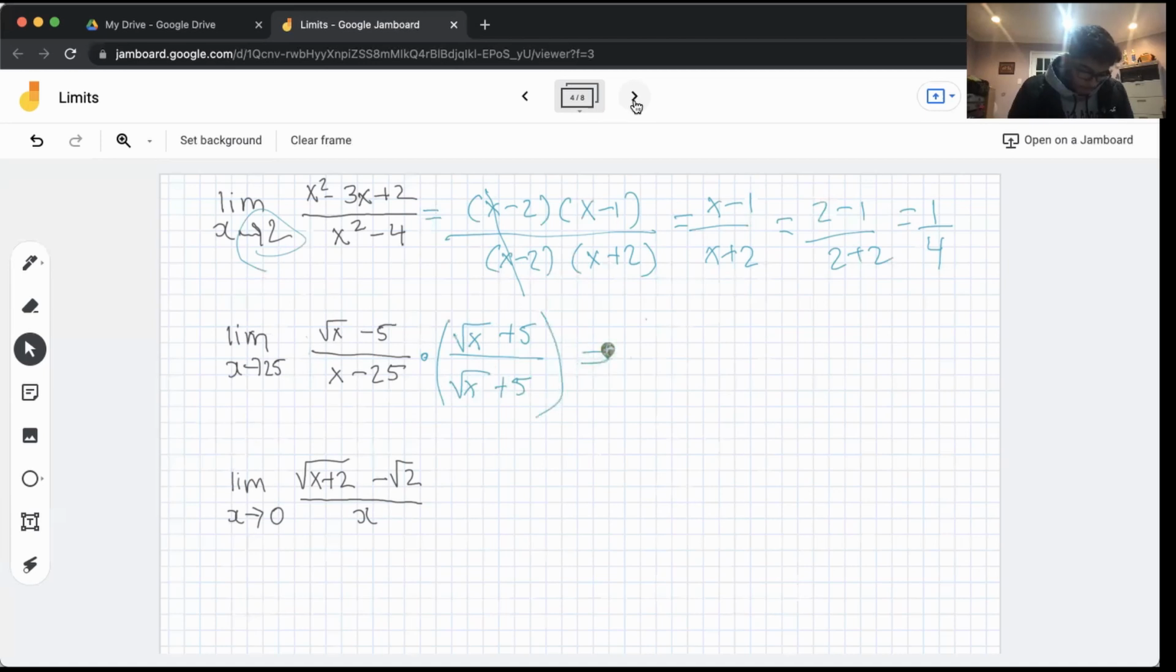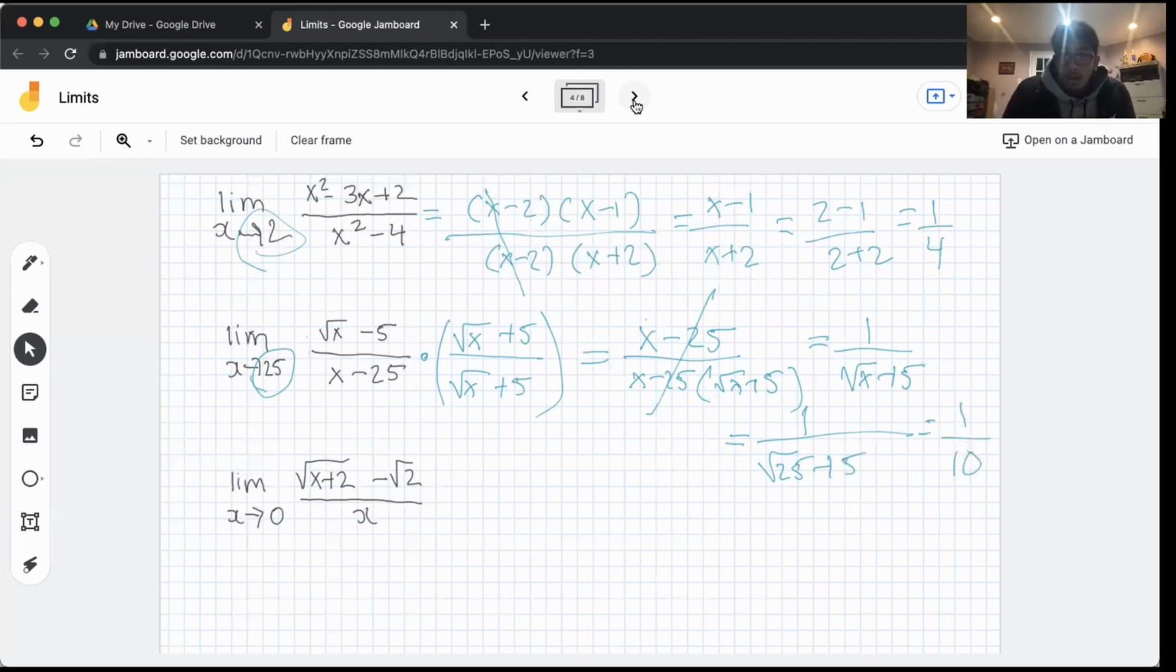And we're going to get (x minus 25) over (x minus 25) times (x plus 5) times the square root of x plus 5. So now we can cancel these x minus 25s out, leaving us with 1 over the square root of x plus 5. Now, limit as x approaches 25, once again, we're going to have the square root of 25 plus 5, which is just 1/10.